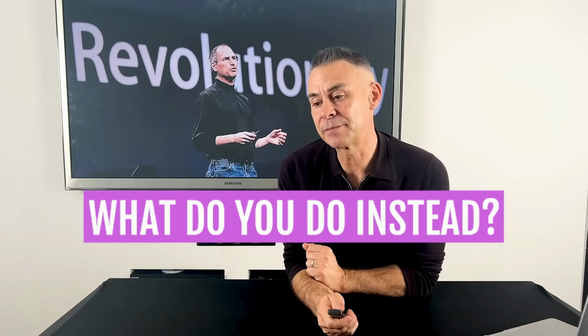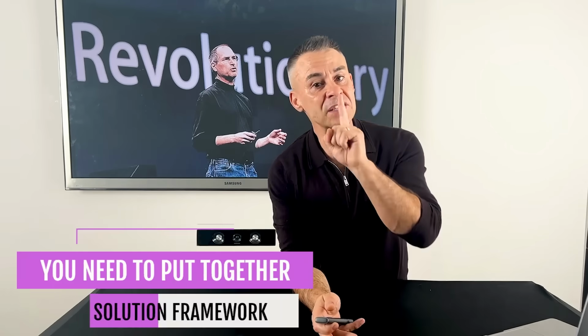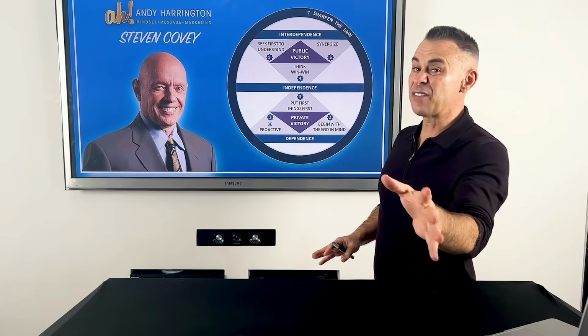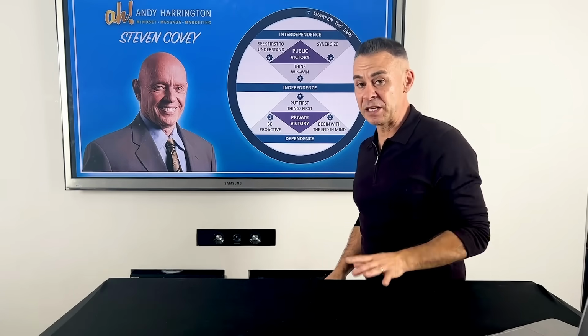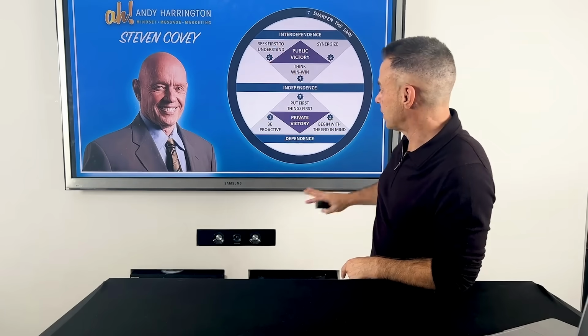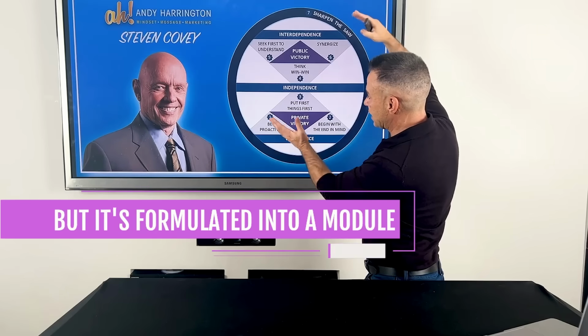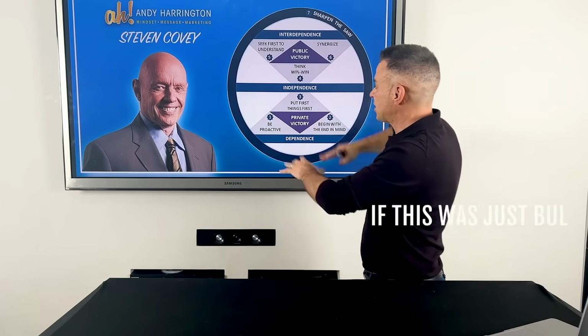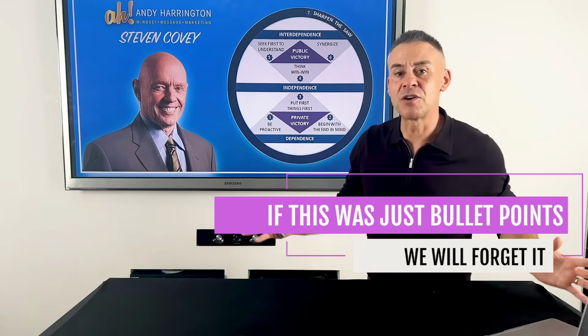So what do you do instead? You need to put together what's called a solution framework. Take a look. This is Stephen Covey, 7 Habits of Highly Effective People. Probably heard of that or heard of him. And this is Stephen's 7 habits. But it's formulated into a model, a framework, a blueprint, a map, a recipe of some kind. If this was just bullet points, we wouldn't be having this conversation, we'd have forgotten it.